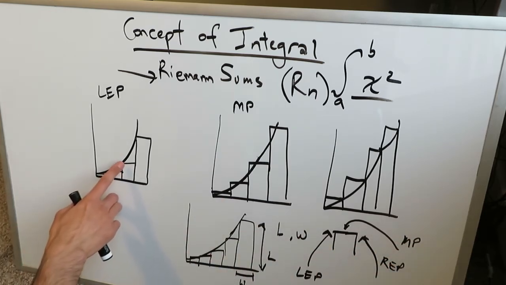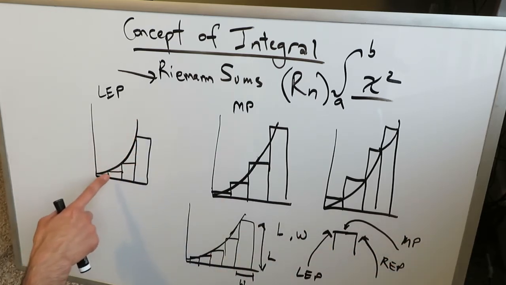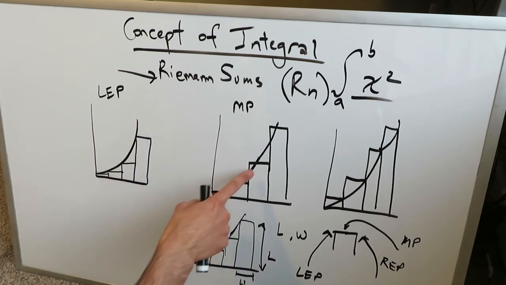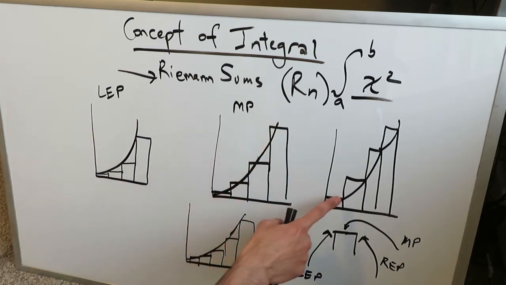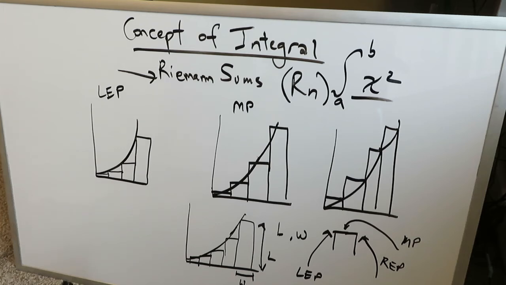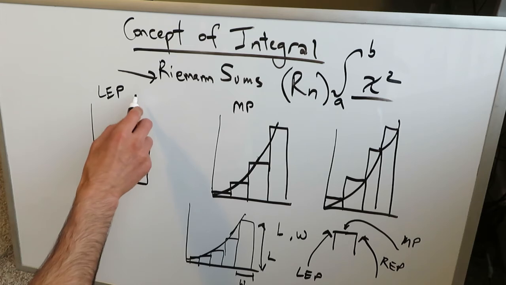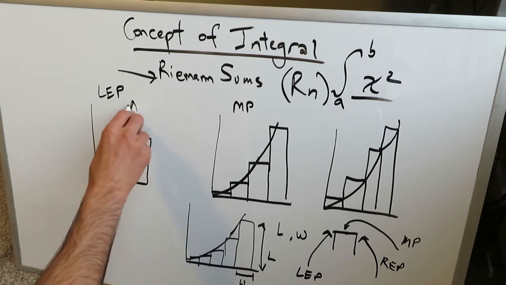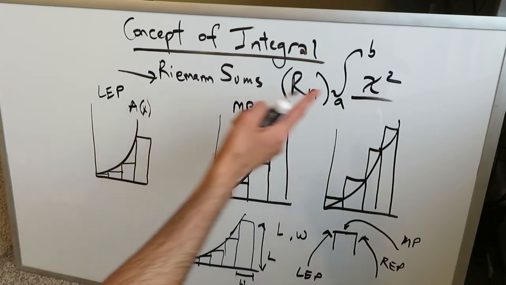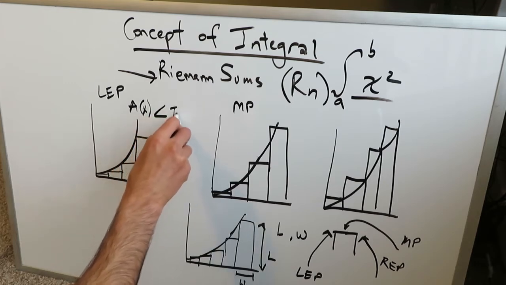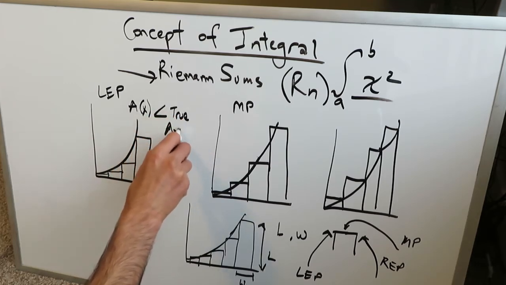Here's the left end points touching, left end point of each of the rectangles touching the curve. Here's the midpoint of each of these rectangles touching the curve. Here's a right end point of each of these rectangles touching the curve. What is the lesson to be learned over here? When you're looking at the left end points, you'll end up having an area in terms of your function which will be less than the true area. You'll end up underestimating your area.